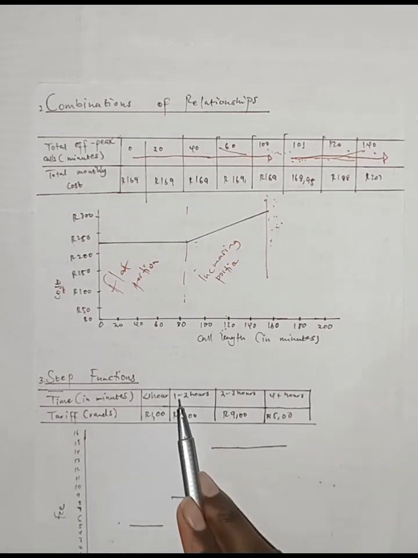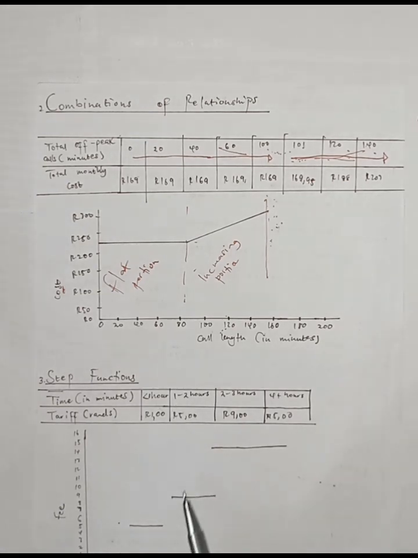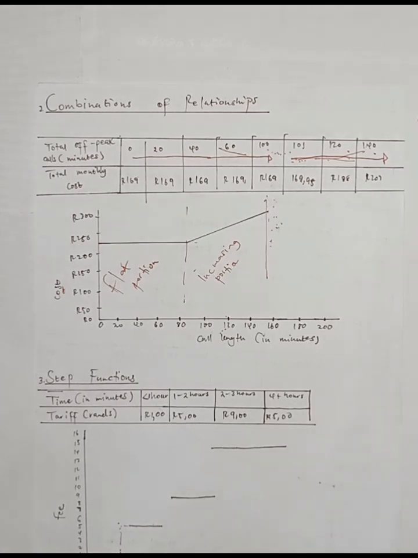Next step is 1 to 2 hours. 1 to 2 hours for what? 5 rand. So that's 5 rand there. 1 to 2 hours is from 60, so that means we are supposed to be somewhere there, to 120 somewhere there. Okay. So that's how you draw this.